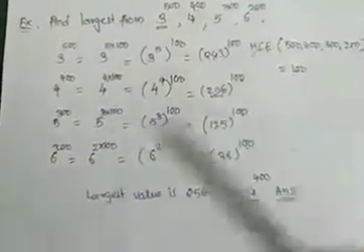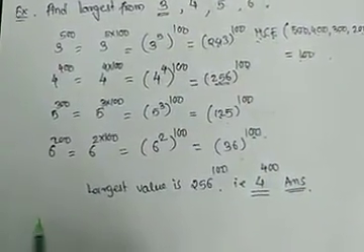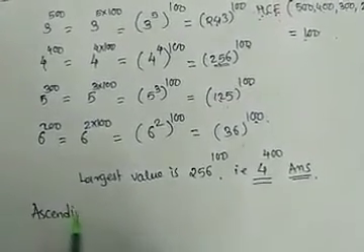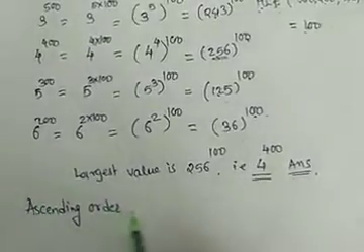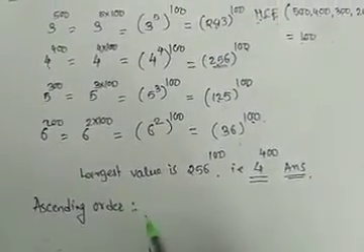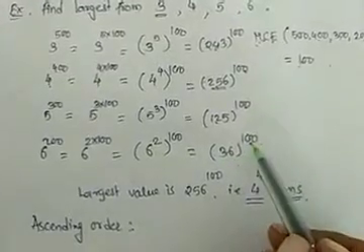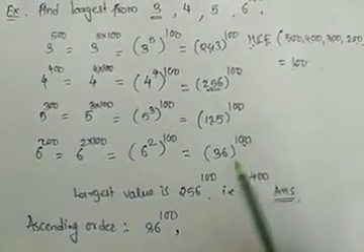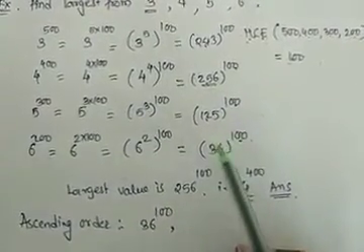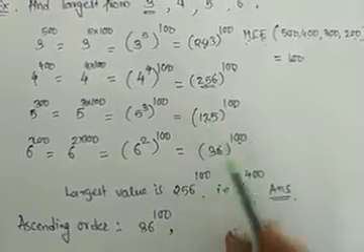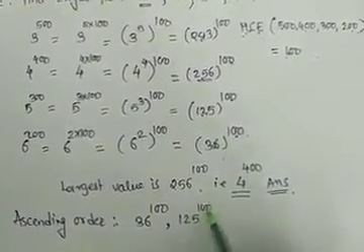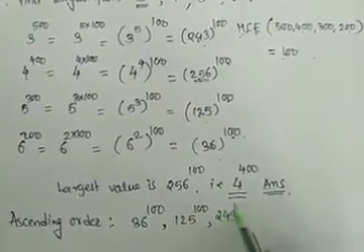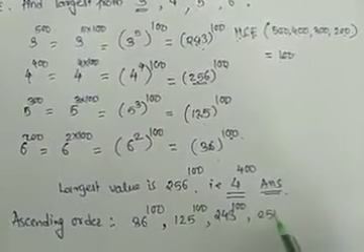If we try in this example only, the ascending order will be: the smallest value is 36 raised to 100. After that, the base which is greater than 36 is 125, which is 125 raised to 100. After that it will be 243 raised to 100, and last it will be 256 raised to 100.